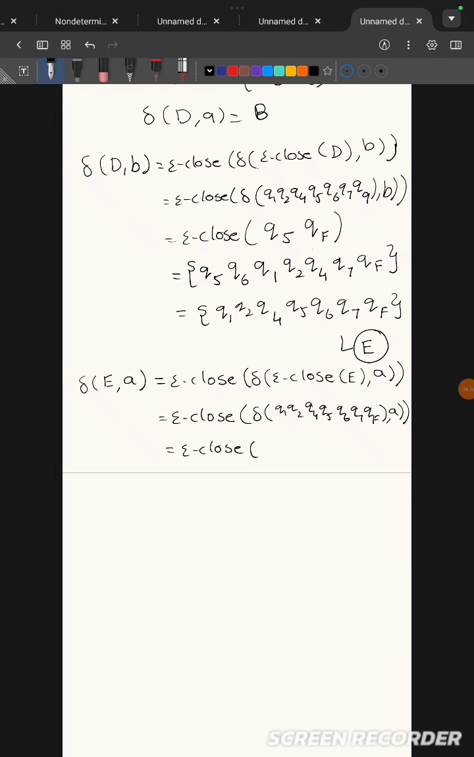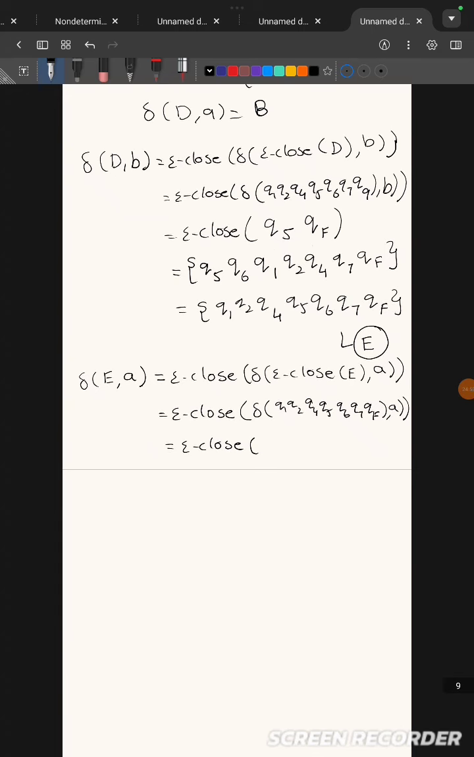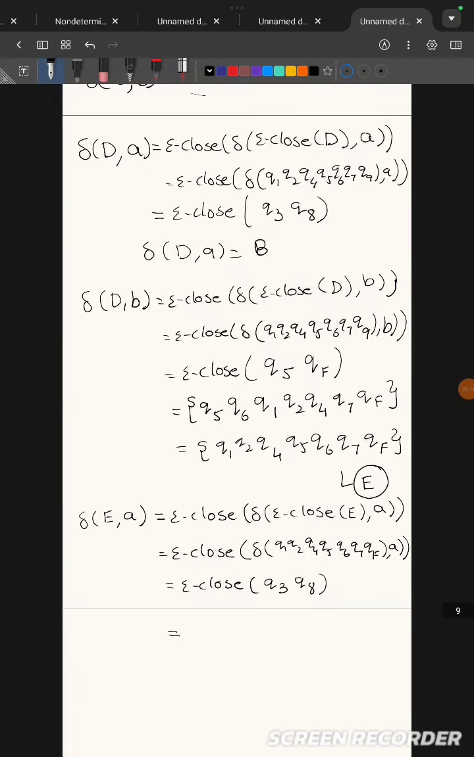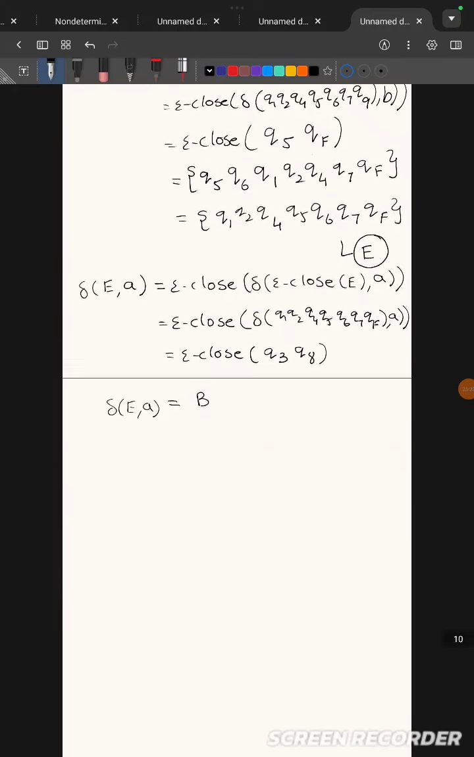Now we have to find the epsilon transition for A. So we know that Q2 goes to Q3 on A. Q4, Q5, Q6 don't have a transition. Q7 will go to Q8. QF is the final state, so it doesn't have any transition at all. So it is only Q3 and Q8. We know that the epsilon closure of Q3, Q8 is nothing but B, so we can directly write it as B. E comma A is equal to B only.